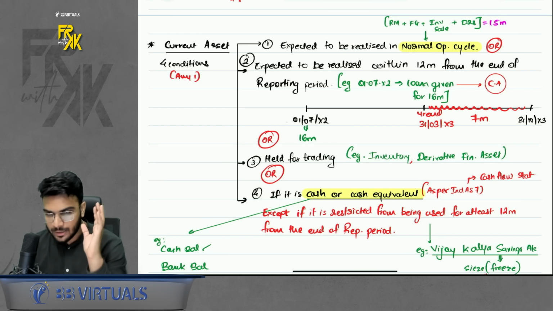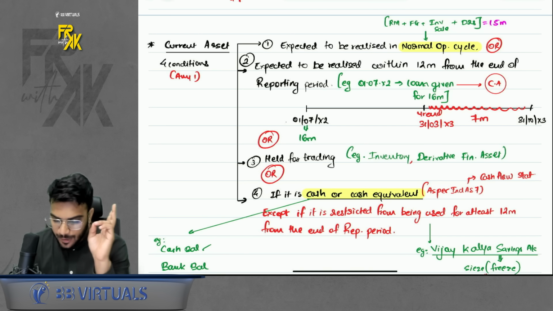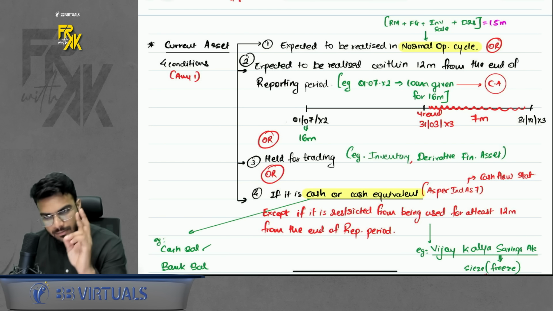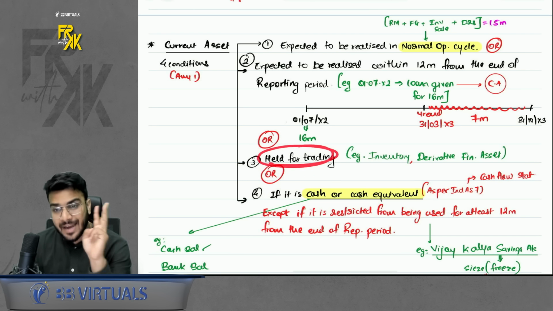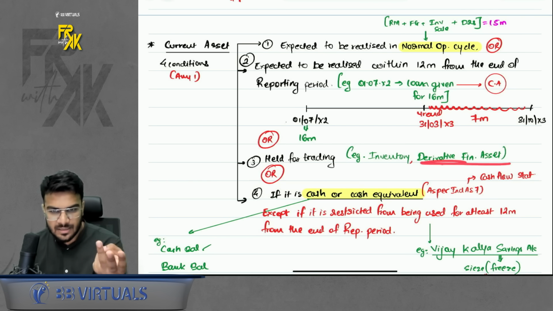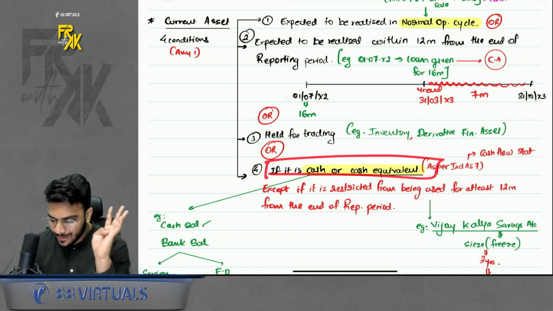What are those 4 conditions? First, if it is expected to be realized within the normal operating cycle, then current. Second, if it is expected to be realized within 12 months from the end of the reporting period, then current. Third, if it is held for trading, for example, inventories. If you trade in derivatives, then the derivative financial asset is current. Fourth, if it is cash and cash equivalent as per Ind AS 7.